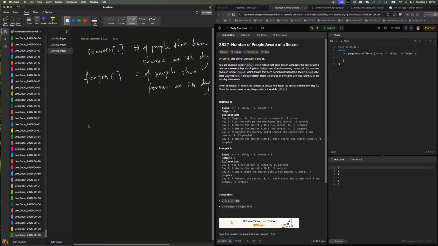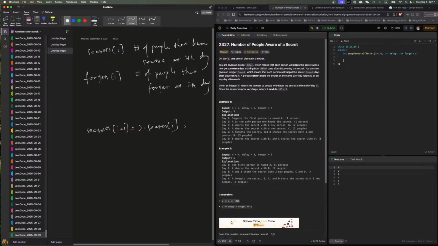So for the i plus 1, right? The first thing is everybody who knows the secret can tell the next person, which means the number of people who know the secret will double. So secrets[i+1] should double secrets[i], right? They should double it.